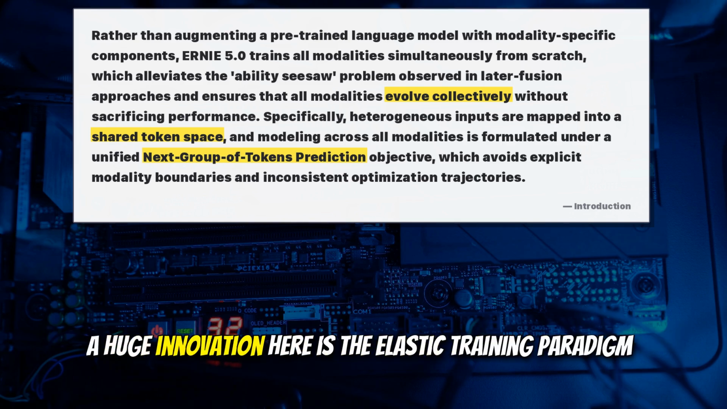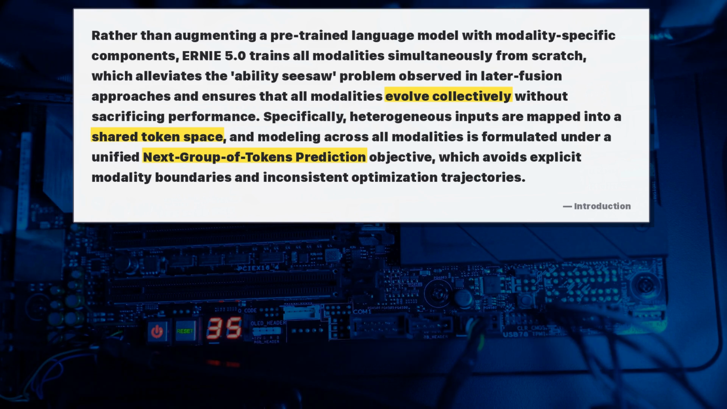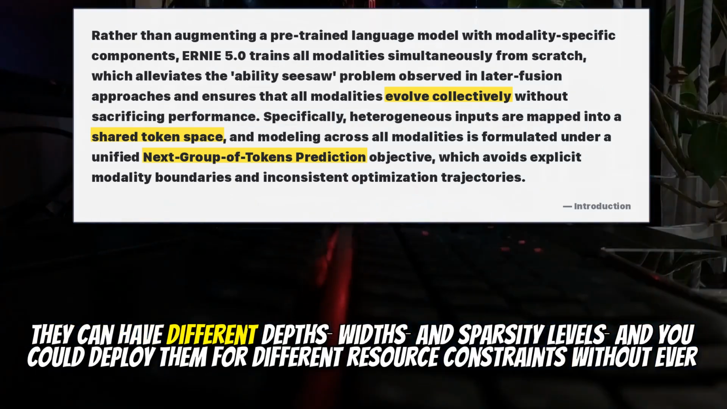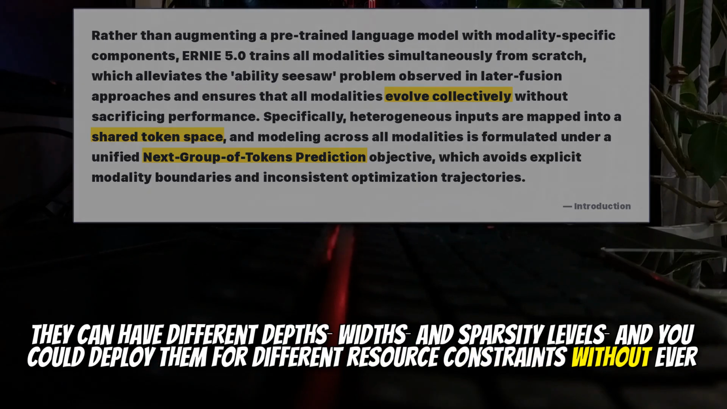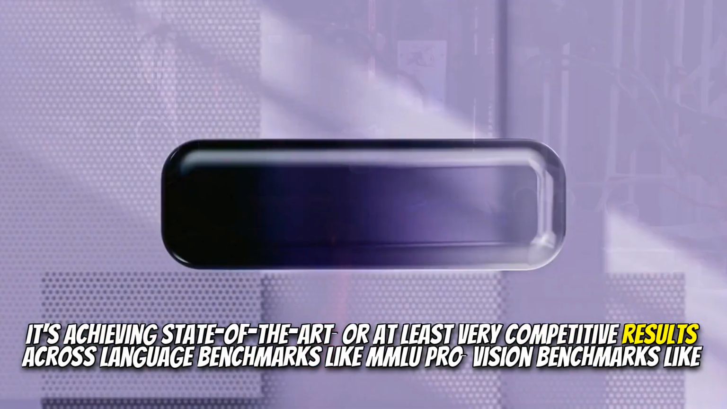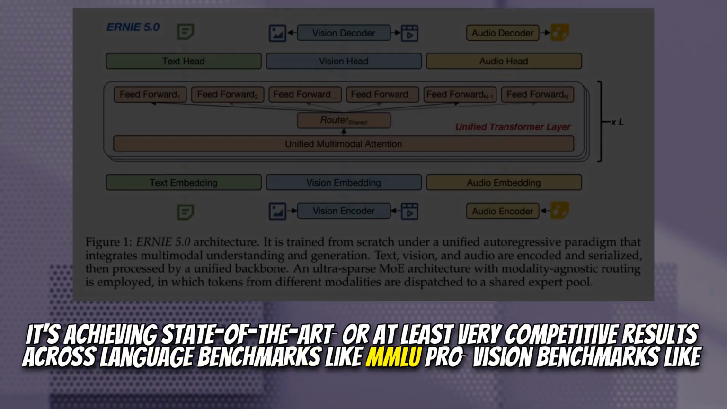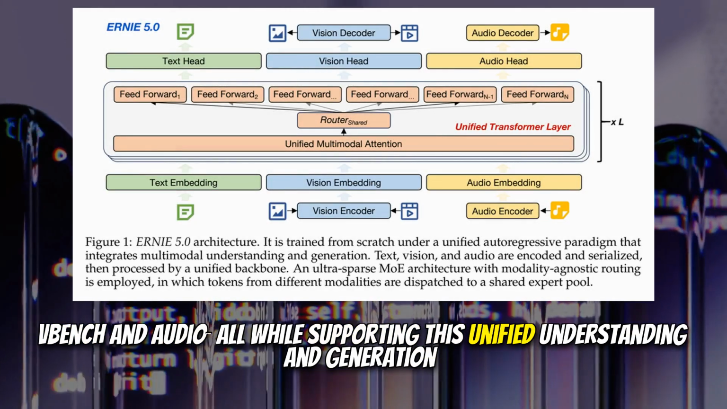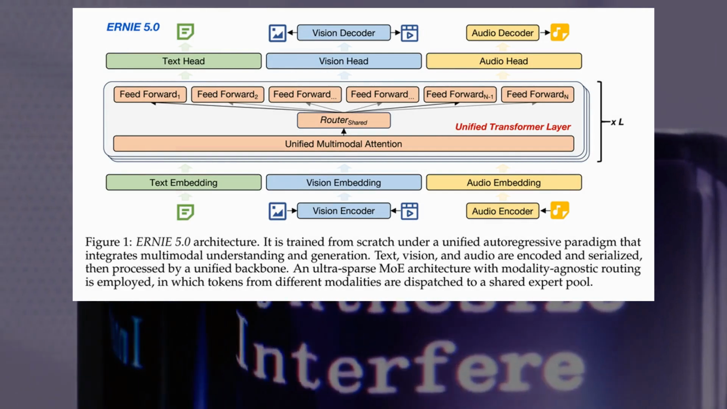A huge innovation here is the elastic training paradigm. So a single pre-training run produces a whole family of submodels. They can have different depths, widths, and sparsity levels, and you can deploy them for different resource constraints without ever retraining. And the result, it's achieving state-of-the-art, or at least very competitive results across language benchmarks like MMLU Pro, vision benchmarks like VBench, and audio, all while supporting this unified understanding and generation.